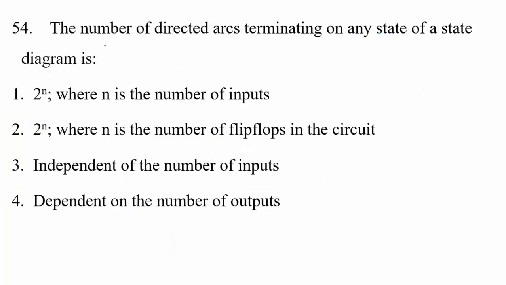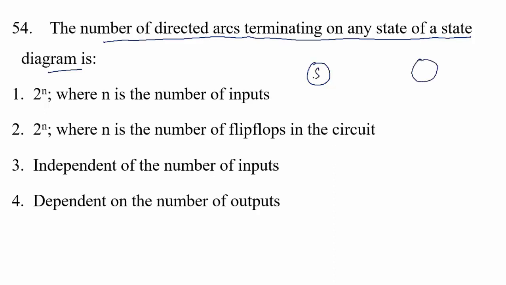54th question, what they have given is the number of directed arcs terminating on any state of a state diagram is. First option is 2 power n, where n is the number of inputs. 2 power n, where n is the number of flip-flops used in the circuit, independent of the number of inputs, dependent on the number of outputs. So in order to explain this question, let me consider the Mealy model or Moore model.